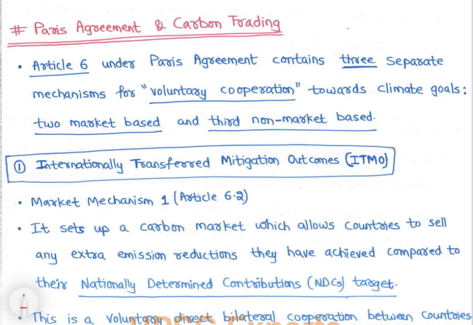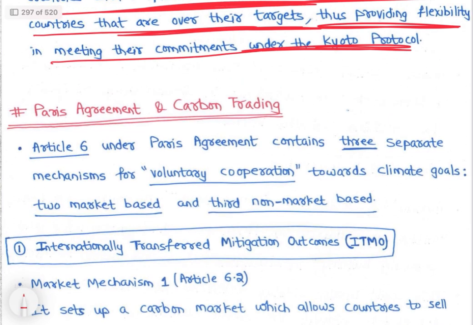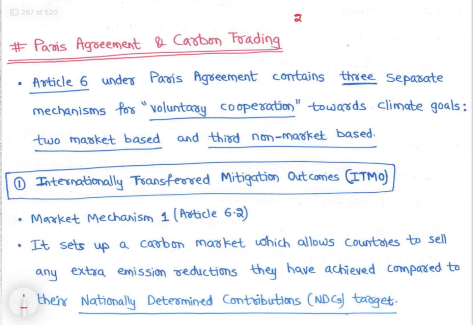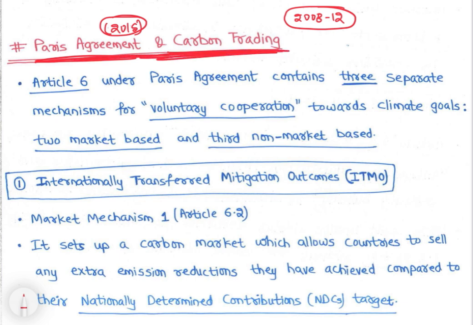Under the Kyoto Protocol. The Kyoto Protocol is from 2008 to 2012, that is for 5 years, right? After that, the Kyoto Protocol was not successful, right? So now in the Paris Agreement, that is in 2015, they have come up with another scheme of carbon trading. We will be studying the Paris Agreement and carbon trading. So that is Article 6.